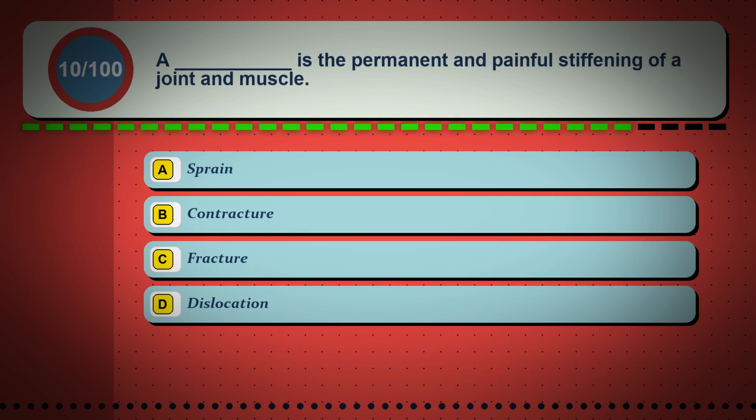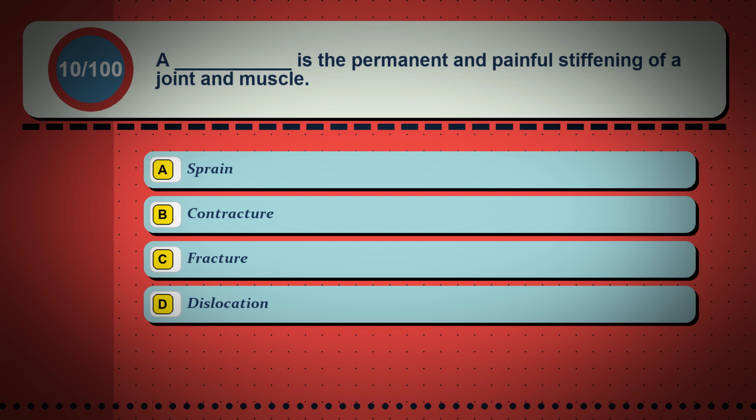Question 10. A blank is the permanent and painful stiffening of a joint and muscle. Option A, a sprain. Option B, a contracture. Option C, fracture. Option D, dislocation.